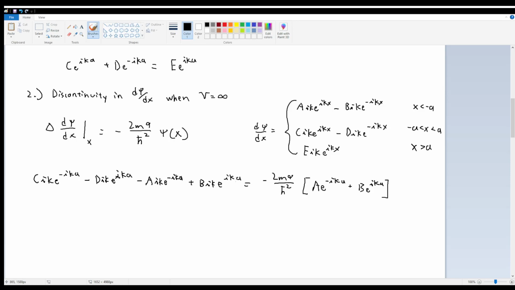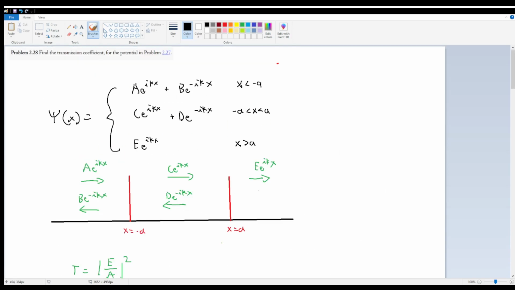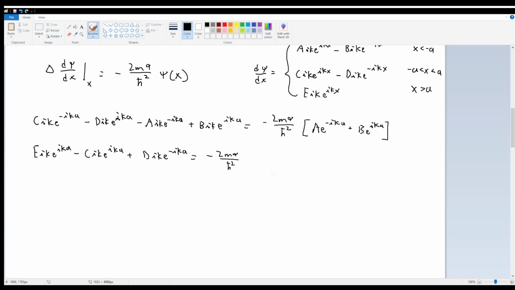Yeah. Okay, and then finally, the discontinuity in d psi by dx at x equals positive a, which is final, e i k e to the i k a, minus initial, which is minus c i k e to the i k a, plus d i k e to the negative i k a. And this is equal to negative 2m alpha over h bar squared times psi at positive a, which in this case we're just going to use the single term here, e times e to the i k a.